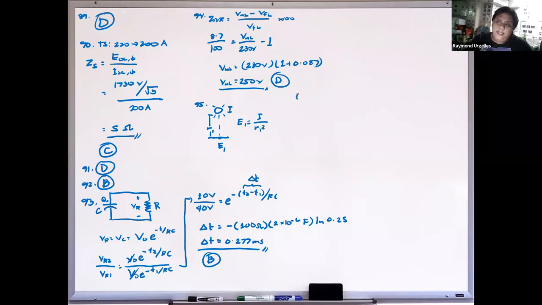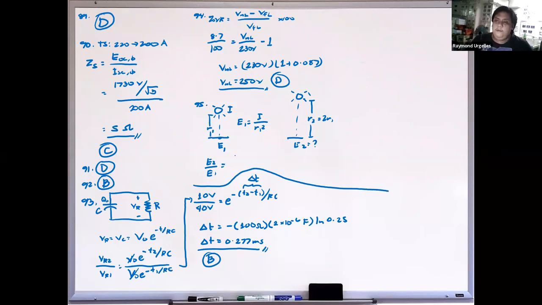Then we raise the lamp, such that our distance will be twice. This is R2, equal to 2R1. What we are looking for is the new illumination. So what will be the new illumination? We can use ratio and proportion here.